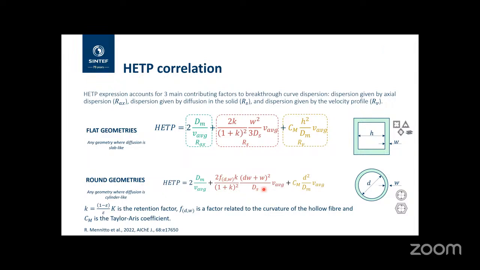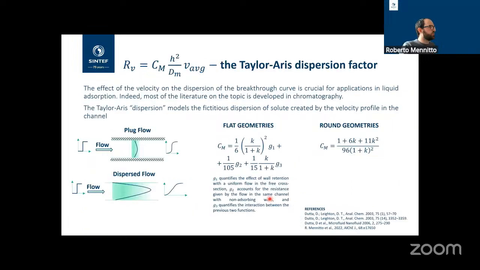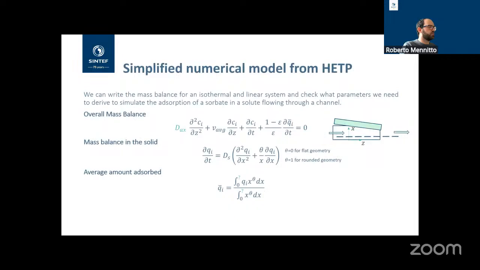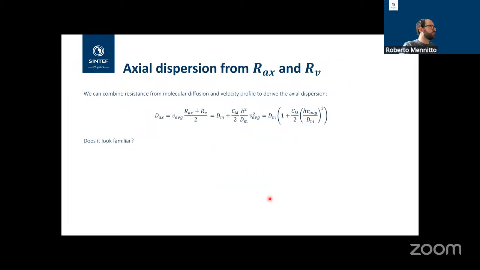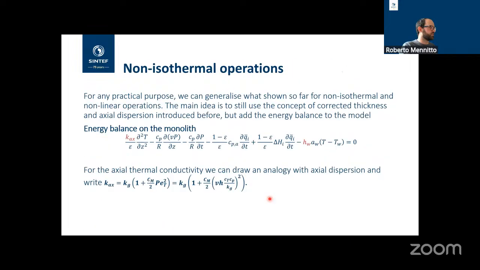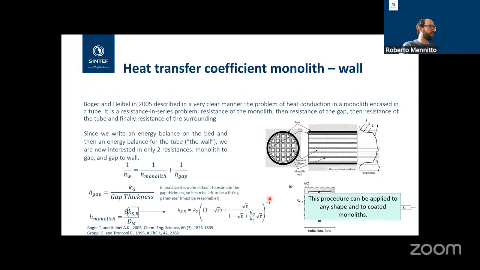I'm not sure if I missed it or not, but what about the case of a corrugated monolith, like the one you had in your slides? Yes, the corrugated monolith, I can show you from the image. That's a bad question because my professor would blame me for not publishing the results yet. But I can show you.